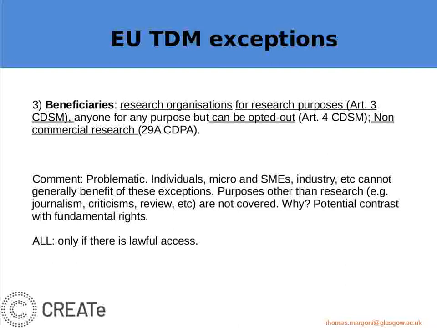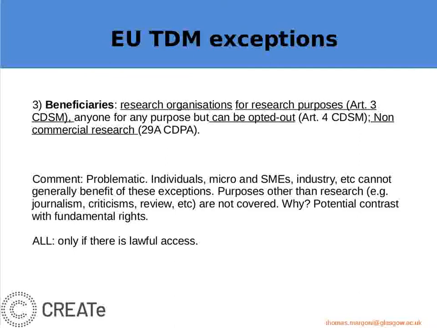Beneficiaries is another point that may create some concern. And here the situation is even more complex in the sense that each of these three exceptions approaches the aspect of beneficiaries differently. So in the case of Article 3, the exception is only available to research organizations for research purposes. In the case of Section 29A CDPA, the exception is only available to non-commercial research. And in the case of Article 4 of the EU directive, the beneficiaries are potentially everyone for any purpose, but with an important limitation that is covered more thoroughly in the next slide, that right holders can opt out.